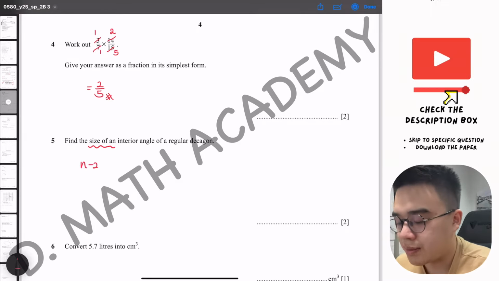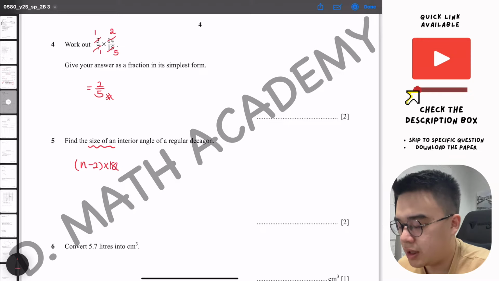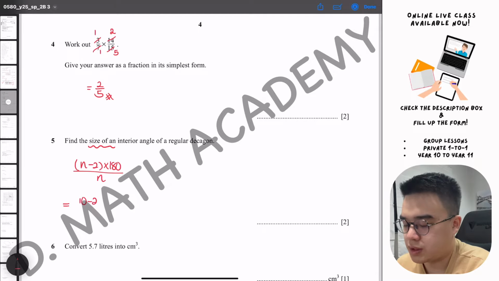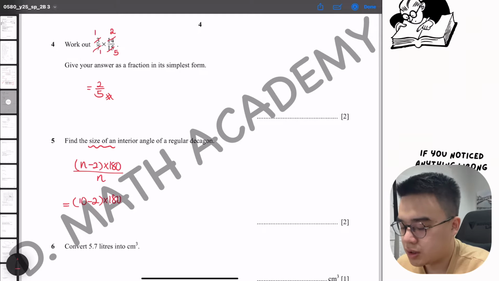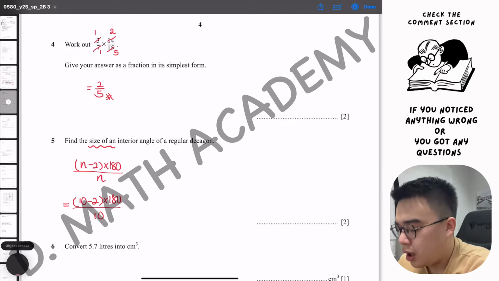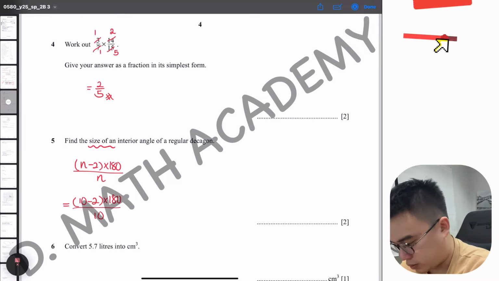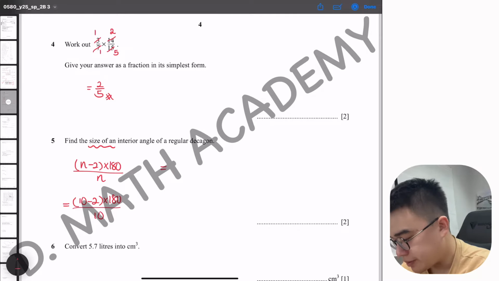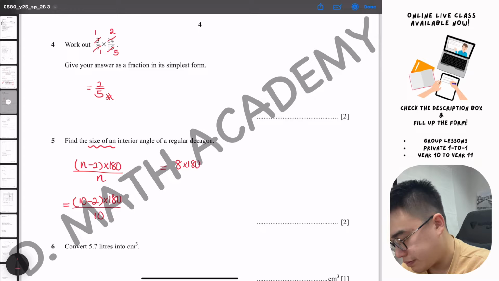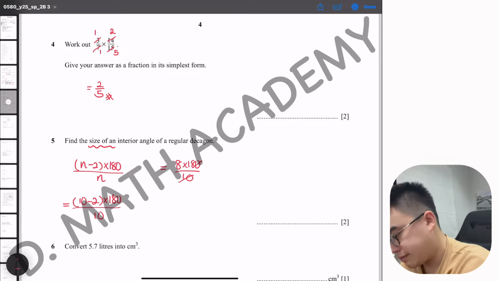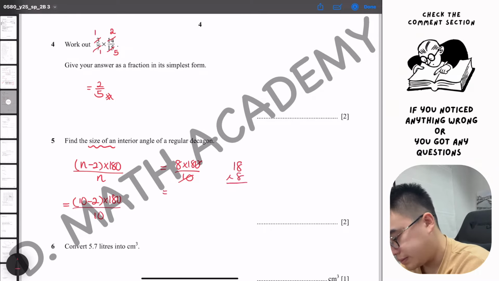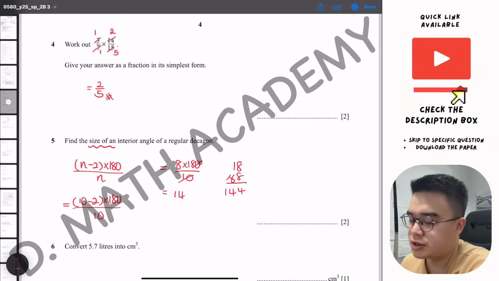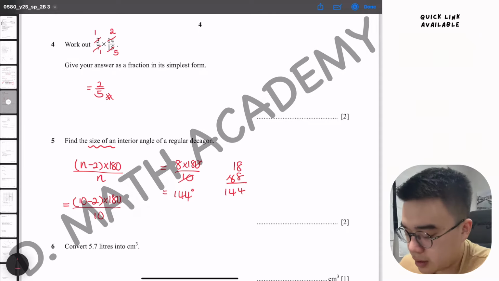Okay, the keyword here is size of an interior angle, which means that the formula that you're going to use will be n minus 2 times 180 divided by n. And decagon has 10 sides, so once you carry out the calculation, you should get the answer. So the answer turns out to be 144.